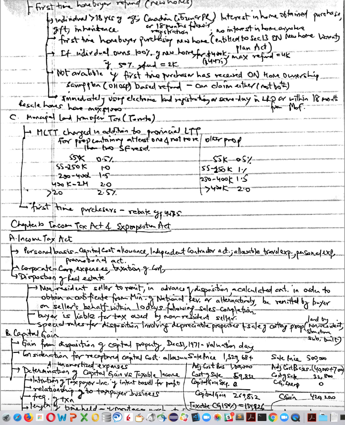Disposition of real estate. Section 116 of the Income Tax Act sets out provisions for the collection of capital gain tax payable by non-resident sellers. The Act establishes a procedure requiring the non-resident seller to remit in advance of the disposition a calculated amount in order to obtain a certificate from the Ministry of National Revenue, alternately to be remitted by the buyer on the seller's behalf within 10 days following the sale completion.